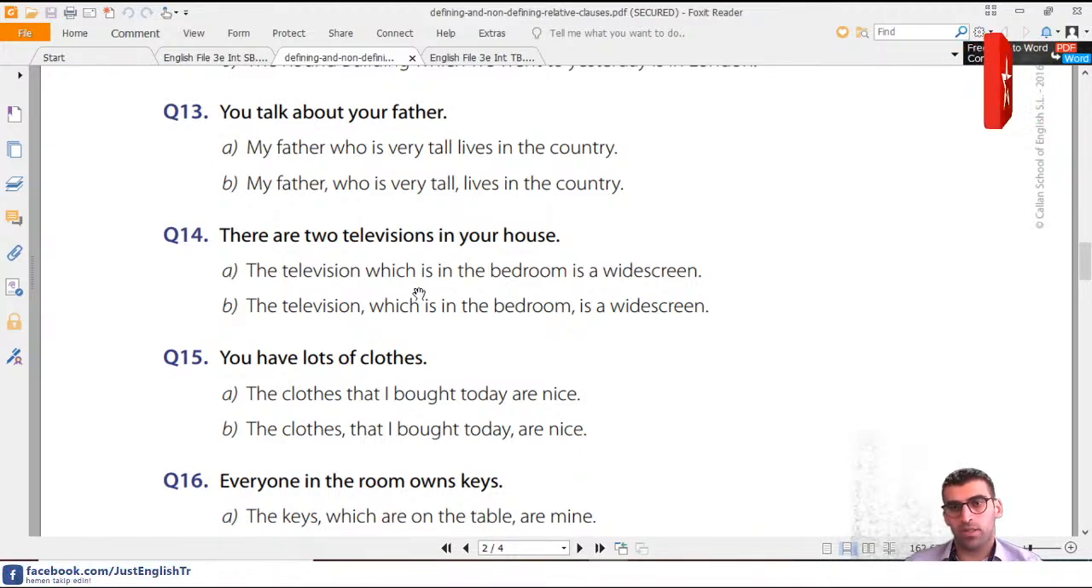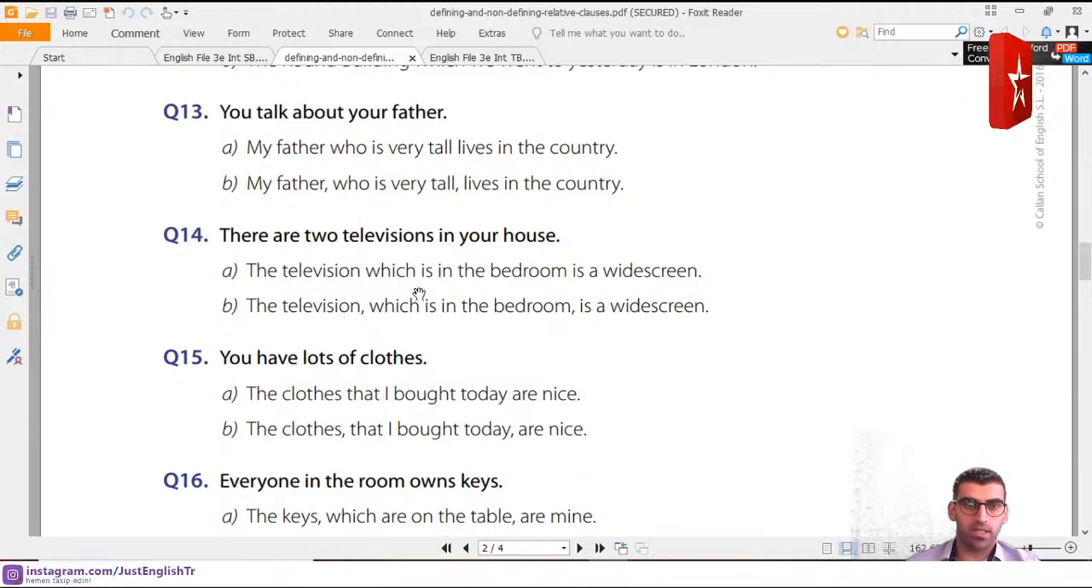You talk about your father. Number 13 is B, because it's one father and it's extra information. Yusufa, my father, who's very tall, lives in the country. It is non-defining information, who's very tall. B is the correct answer. Question number 13 is B.